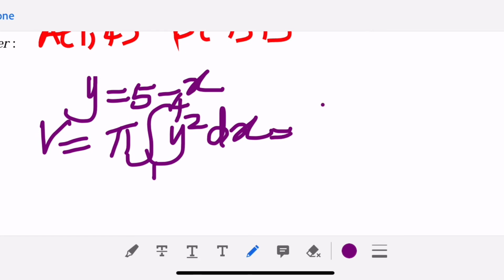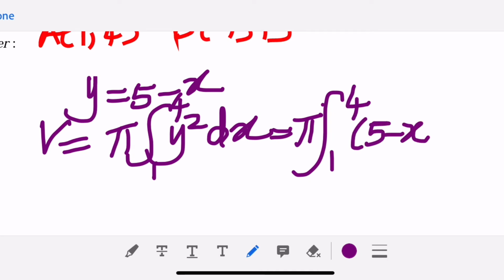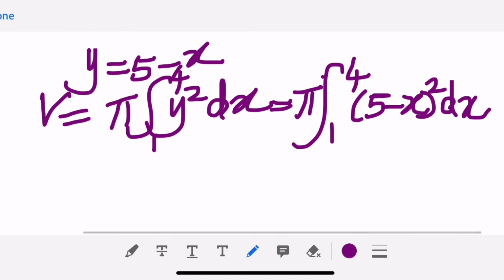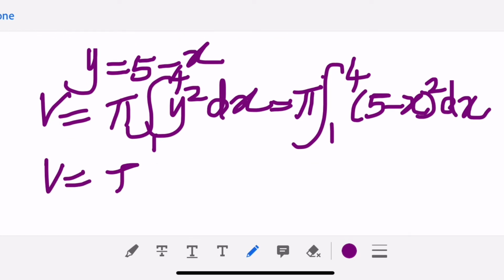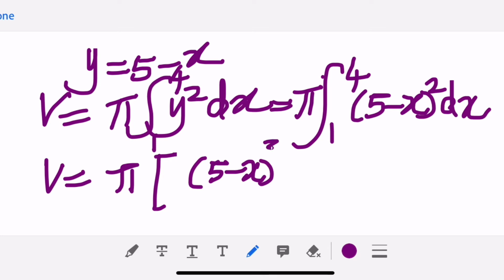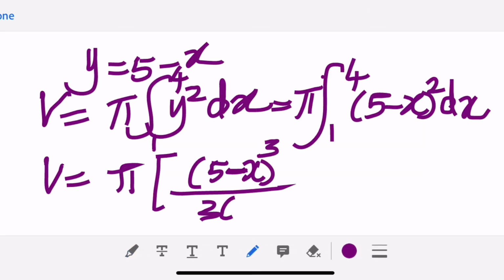Now we need to substitute: 1 to 4, (5 minus x) squared dx. So still remember we have one formula. If you can't, you have to expand, but I think I will use this formula. I take the power plus 1, so it is (5 minus x) to the power 3 over 3, and then here there is a negative, right? Be very careful when you use the shortcut formula, negative 1, right? And then we have to substitute the limit from 1 to 4.